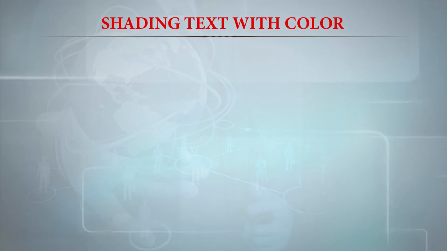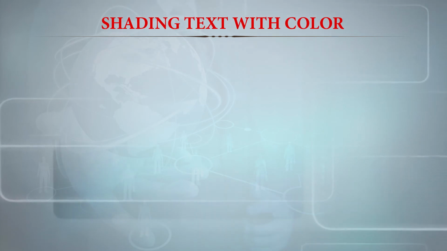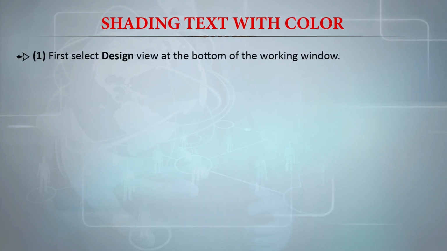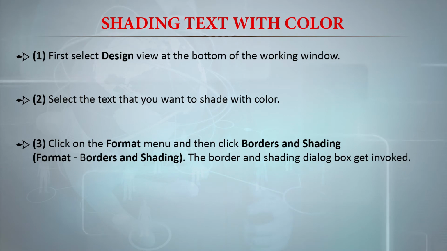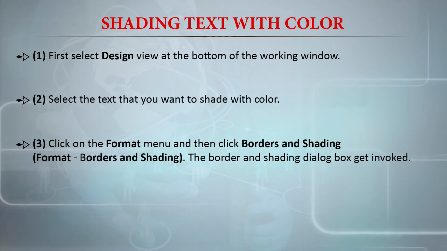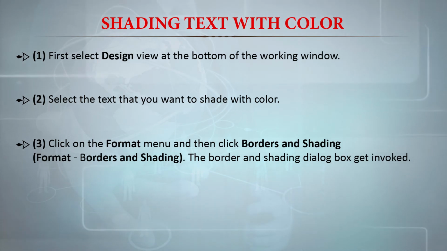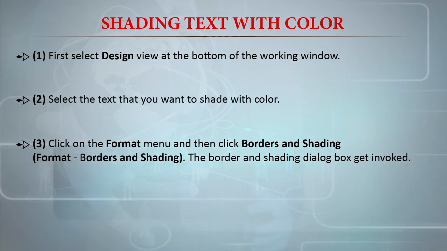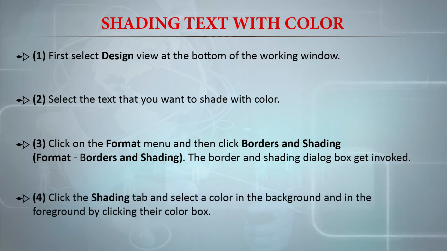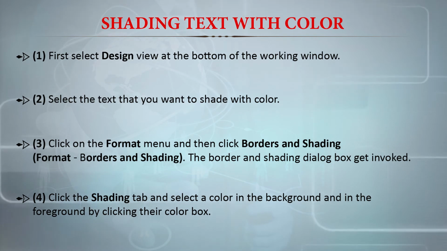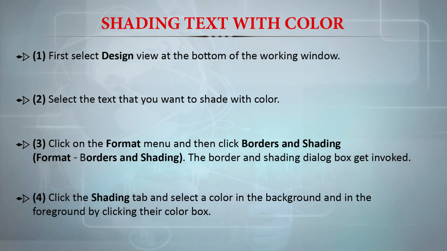It is also possible to shade the text with color. First select the design view at the bottom of the working window, select the text that we want to shade with color, then click on the format menu and then click borders and shading. So first you select the format menu, then select the borders and shading option. The borders and shading dialog box will get invoked. Click the shading tab and select a color in the background and in the foreground by clicking their color box.